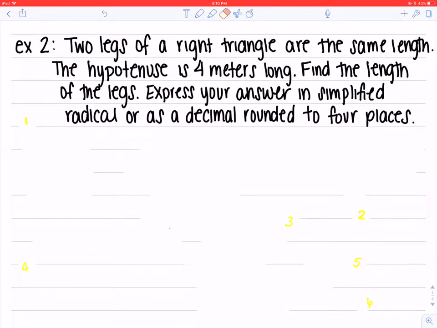My second example has to do with a right triangle. So I'm not going to use the quadratic formula. I'm going to use that Pythagorean theorem. It says 2 legs of a right triangle are the same length. The hypotenuse is 4 meters long. Find the length of the legs. Express your answer in a simplified radical or a decimal rounded to 4 places. So the first thing I'm going to do is draw a picture. I draw a picture of my right triangle.